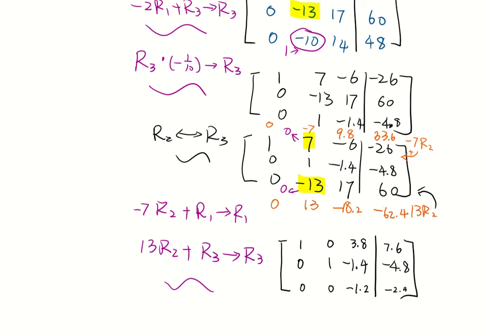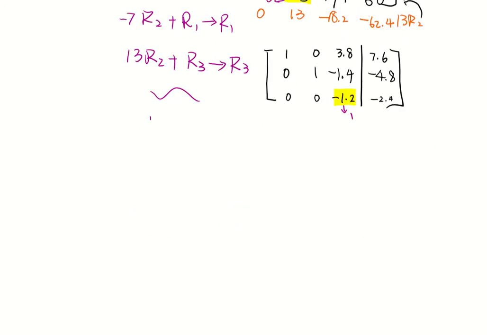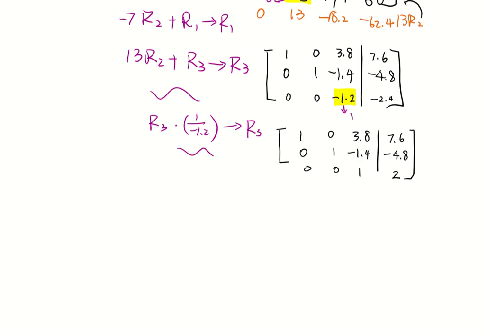Now I want this number to be 1. I'm going to multiply R3 by 1 over negative 1.2. Basically, divide by negative 1.2 and make it the new R3. Now I'm going to make these two numbers 0. I'll make the new R1 by adding negative 3.8 R3 to R1, and make the new R2 by adding 1.4 times of R3 to R2.